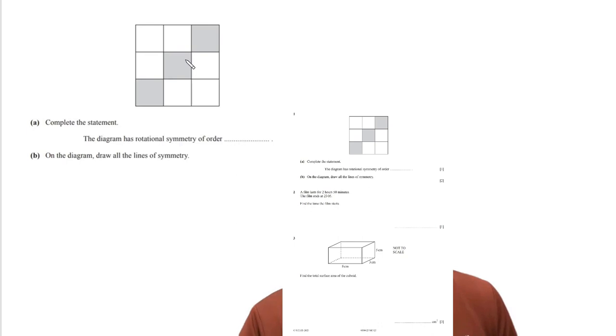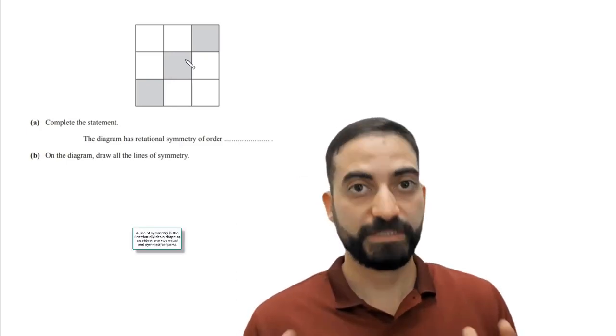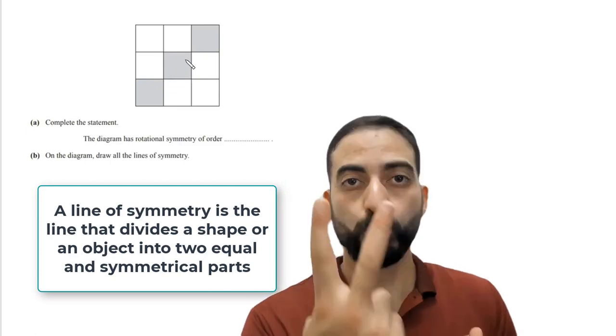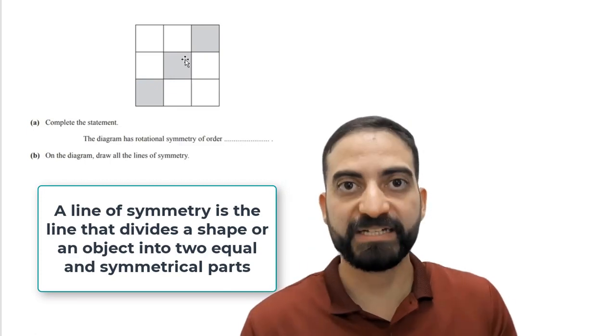Now we turn to part B. We are asked in this question, draw all the lines of symmetry. First, what is a line of symmetry? A line of symmetry is a line that divides a shape or an object into two equal and symmetrical parts.